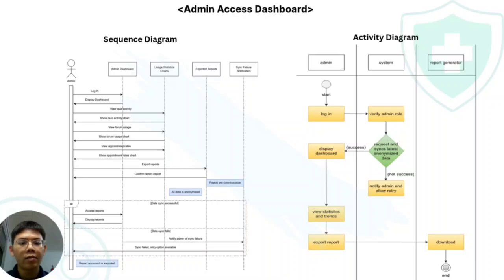For the activity diagram, it shows how an admin logs in and gets a report. First, the admin logs in. The system checks if they are really an admin. If yes, it shows the dashboard. Next, the system tries to get the latest anonymized data. If it works, the admin can view stats and export the report. The report generator creates the file and it is ready to download. If the fetch fails, the system shows an error and lets the admin try again.